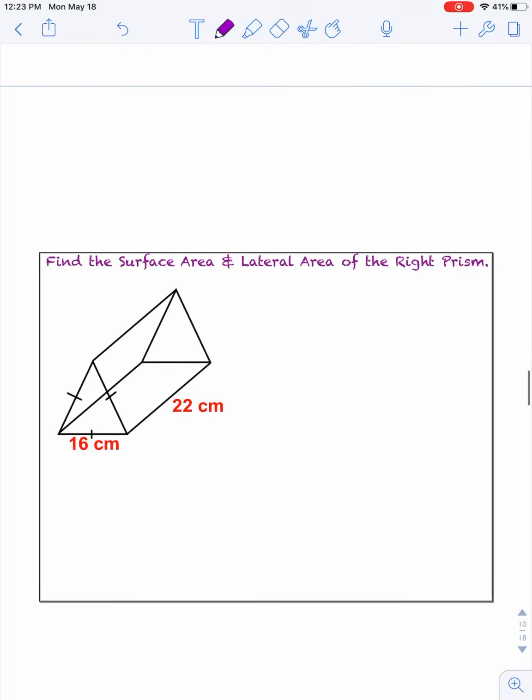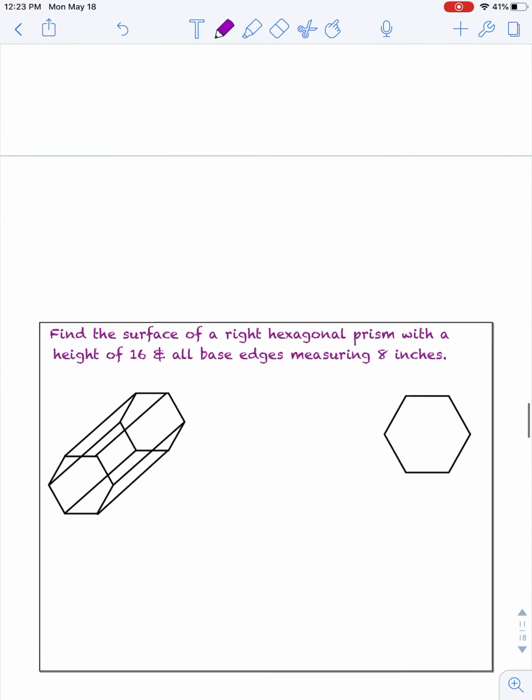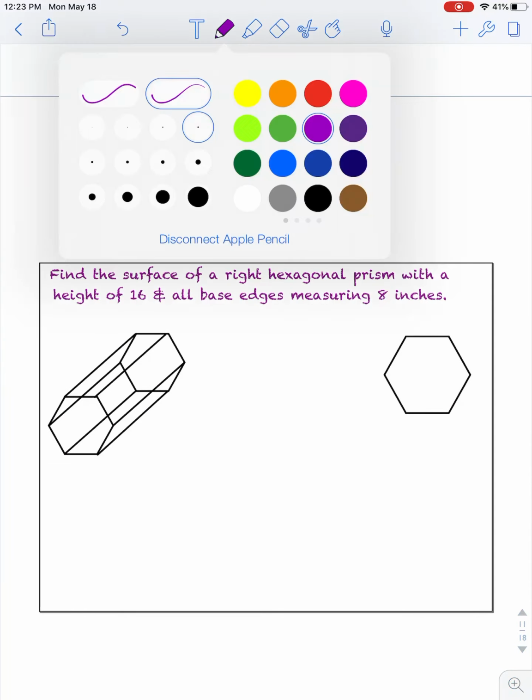Okay, so these get a little more complicated at times, especially when you have regular polygons, and you're going to have to use that formula for regular polygons, which is 1/2 the apothem times the perimeter. I'm going to skip this example right now. I'll go back and fill it in, but let's do maybe this one, okay?